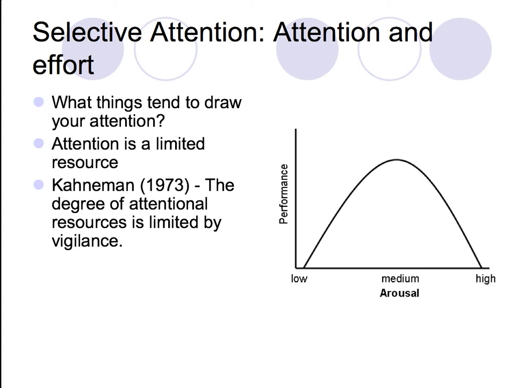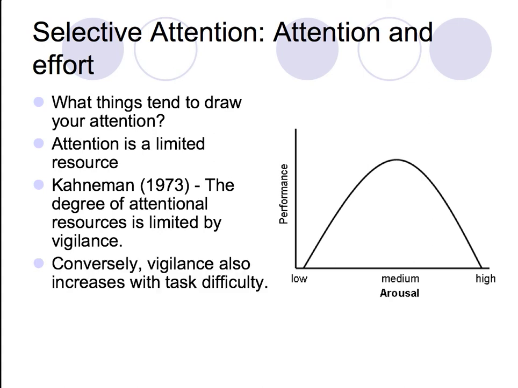So Kahneman proposed that the degree of attentional resources is limited by vigilance. Remember how we were talking about all these other forms of attention? Well, vigilance is incredibly important. If you haven't had a good night's sleep, you're not going to be very vigilant, and then you're going to have less resources to devote to attention-demanding tasks.